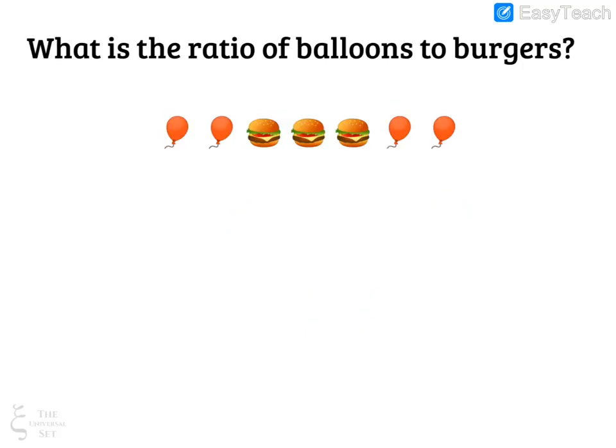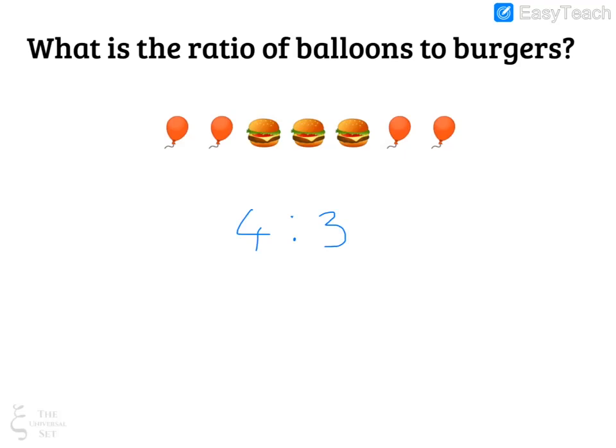Okay, so I've got here a picture of some balloons and some burgers, and the question says, what is the ratio of balloons to burgers? Now, the word balloons comes first, so the number of balloons has to come first. The word burgers comes second, so the number of burgers is going to come second. So how many balloons have we got? We've got 1, 2, 3, 4 balloons, so the first number I'm going to write is the number 4. Then I'm going to write my wee colon in the middle, the 2 dots on top of each other. Now the number of burgers is the second number, so that's 1, 2, 3. So the ratio of balloons to burgers is 4 to 3.